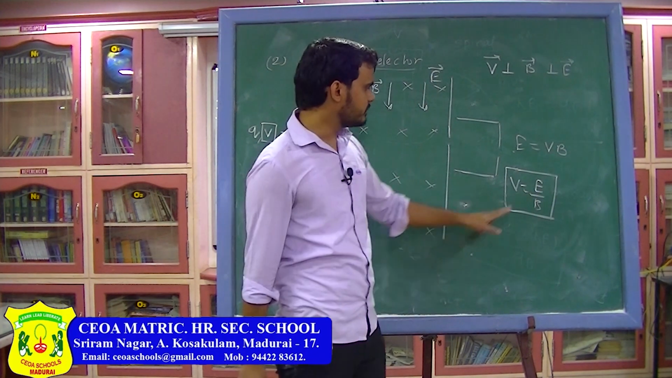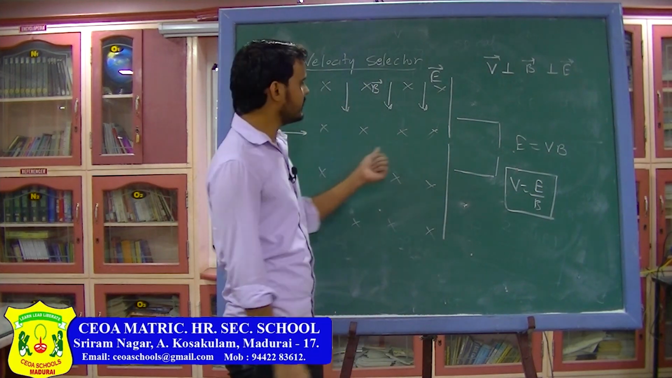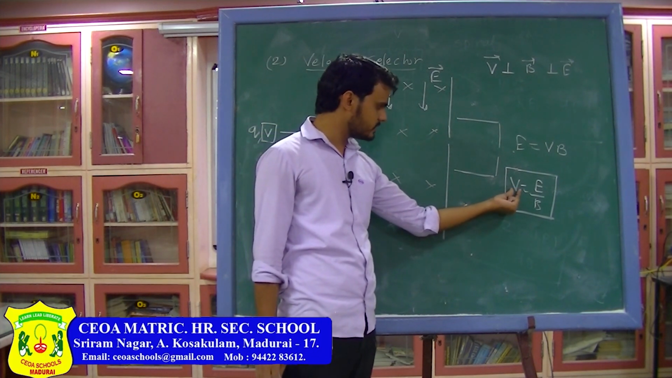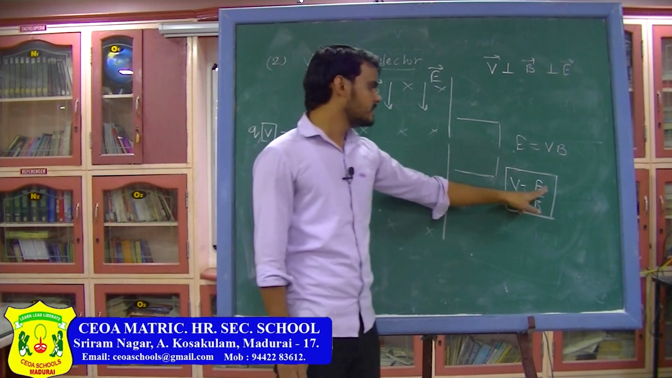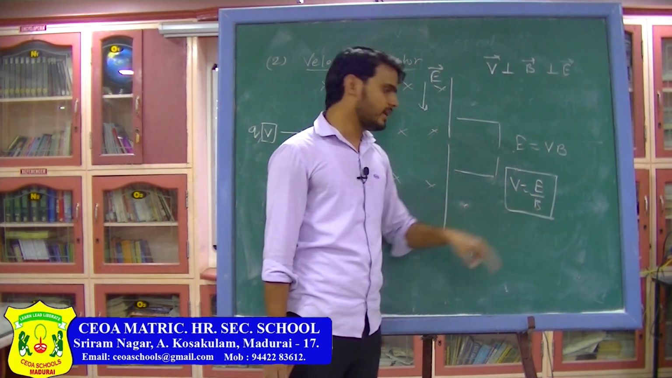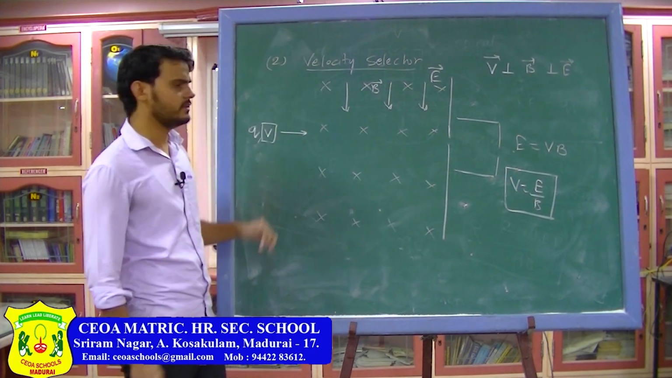So, by choosing the appropriate value of electric field and magnetic field, you can select the particles which have a particular velocity. Magnitude of velocity will be this. So, if you want to collect particles of this velocity, accordingly adjust the electric field and magnetic field, and you can select the particles which have that particular velocity. So, this is the velocity selector.